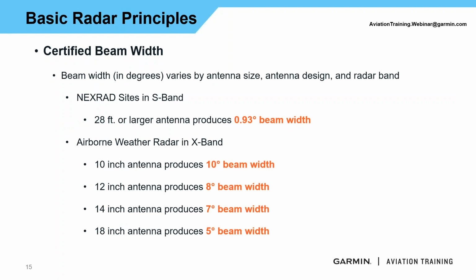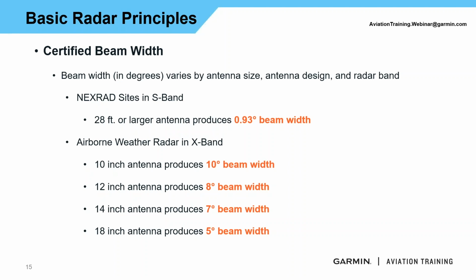All right, so with that beam, just an example in comparison with the NEXRAD site, we have a 28-foot antenna or larger producing a 0.93 degree beam width. Just like on a handheld flashlight, when you adjust the focus and it gets very small, you are focusing all of that light on one area, and then you're able to see what you're pointing at better. So with a large antenna, you can get high focus and get very good reception back on the returns.